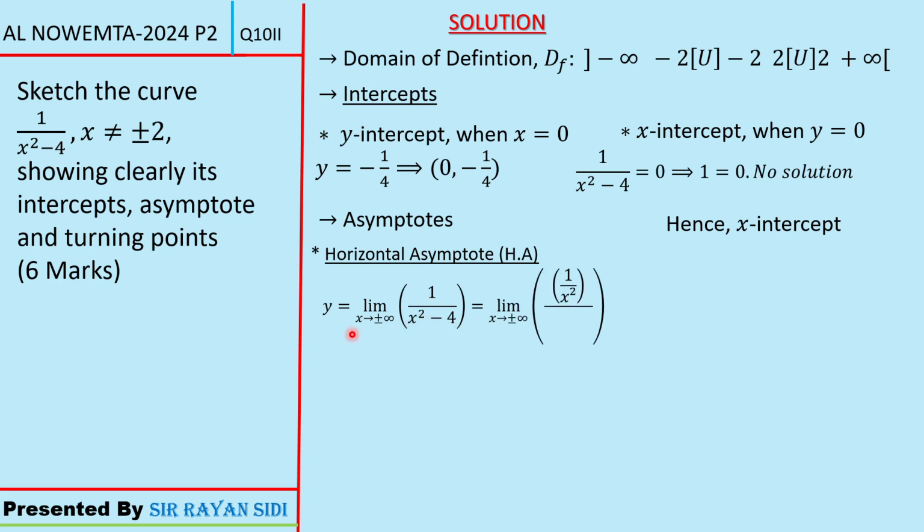Now to find the limit as x approaches positive or negative infinity of a rational function, we divide the numerator and the denominator by the x term that has the highest power, and the x term that has the highest power here is x squared. So I divide the numerator by x squared, I divide the denominator by x squared. So now 1 all over x squared as x approaches positive infinity or negative infinity. You see that as x approaches infinity, 1 all over infinity is equal to 0, or approaches 0. So it means that our horizontal asymptote here will be at y equals 0.